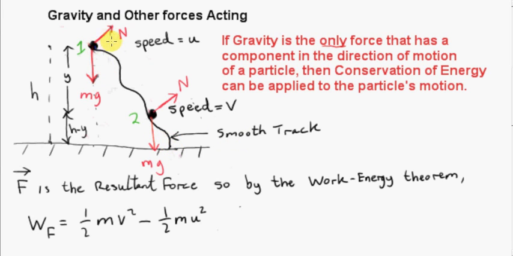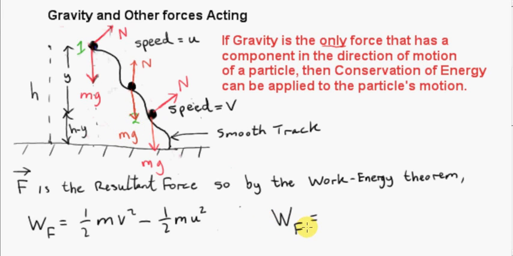Now, in this situation, the normal force will change. So, for example, when the particle is here, the normal force is perpendicular to the surface of contact, so it will look like this. So you can see that its direction has changed. In general, its magnitude will change as well. The force that won't change is gravity. That's always vertically down and has magnitude mg.